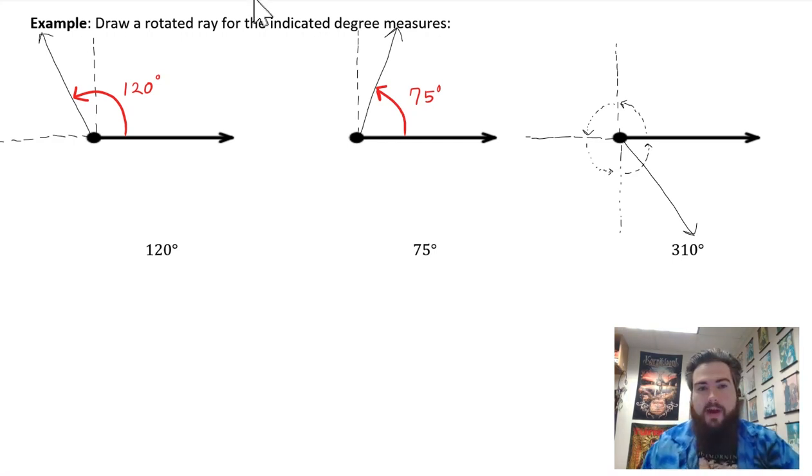Remember always when graphing these kinds of angles, you have to include the initial side and the terminal side, and you should also show the rotation that represents your angle measure, in this case 310 degrees.